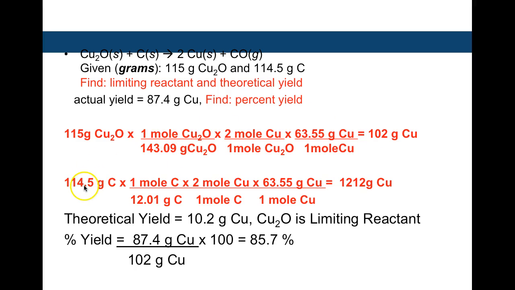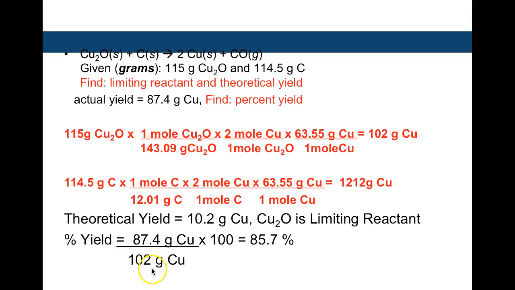And then you do the same thing with 114.5 grams of carbon divided by the molar mass of carbon to get moles of carbon, and then multiply it by 2 moles of copper and by the molar mass of copper, and you get 1212 grams of copper. So this is a typo here. This should be 102 grams, not 10.2. Okay, so sorry about that. 102 grams of copper. Okay, so therefore the copper 1 oxide is the limiting reactant.